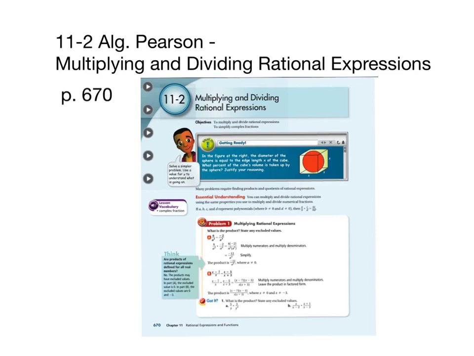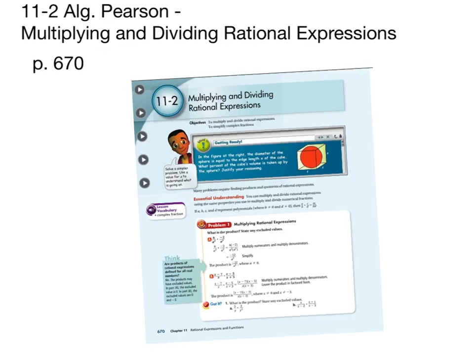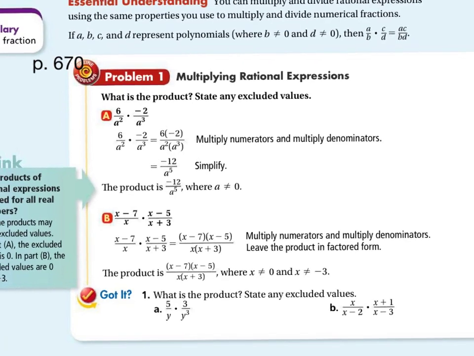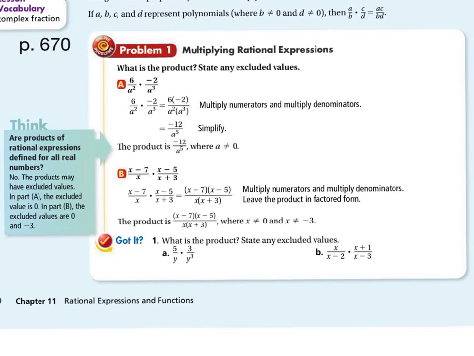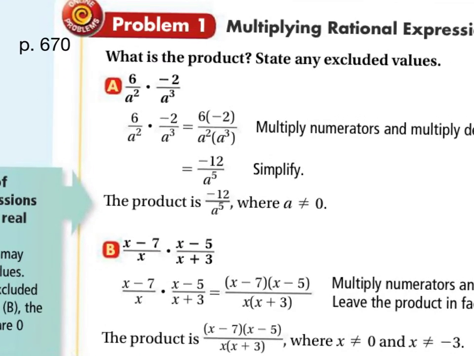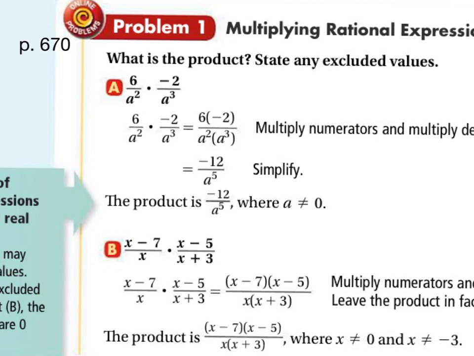Page 670, lesson 11.2 is on multiplying and dividing rational expressions. If you look at problem 1, they're asking what the product is and to state any excluded values. What we're going to do is just multiply those together. If you multiply those, you get negative 12 over a to the 5th power.